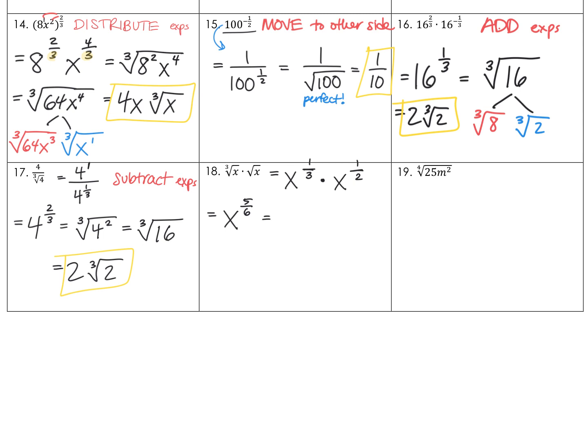Okay, let's switch it into radical form to see if it simplifies. You are taking the 6th root of x to the 5th. Can 6 fit into 5? No. You're done.